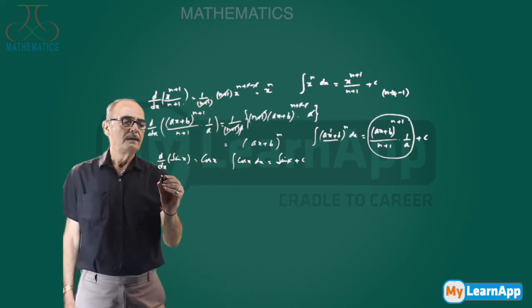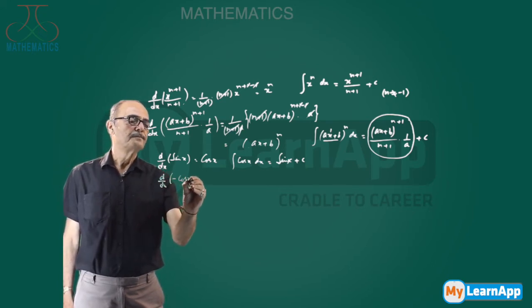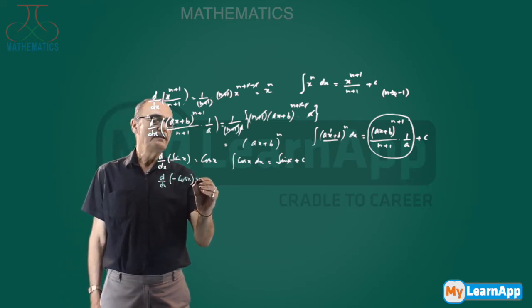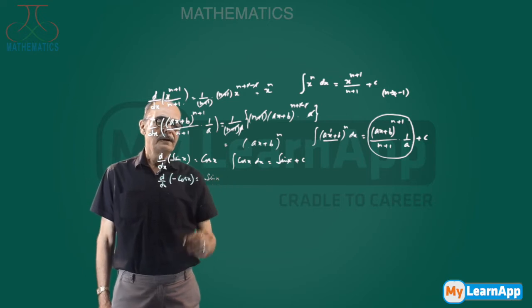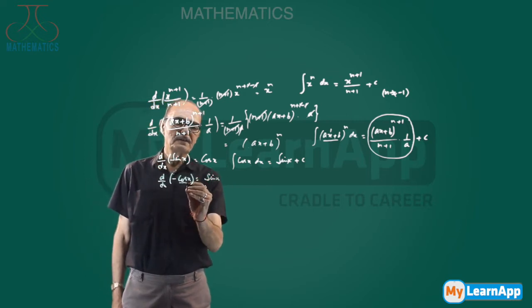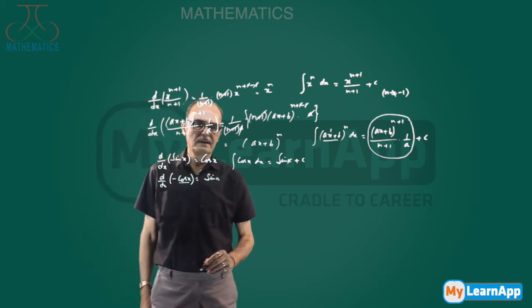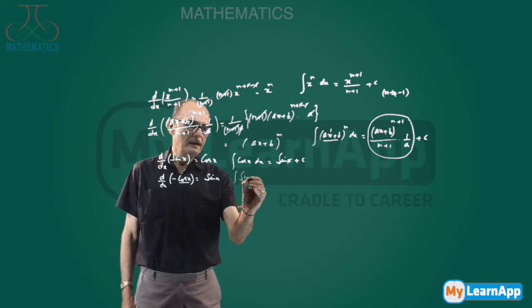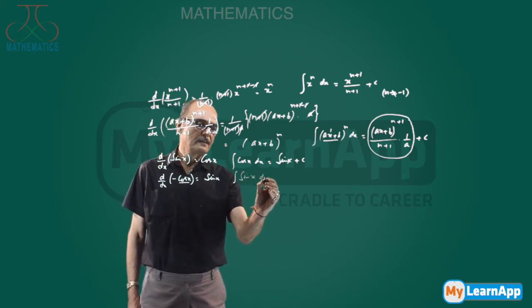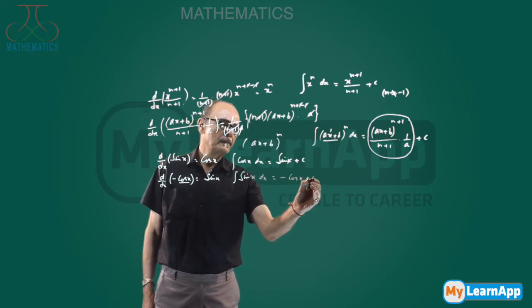Then we have d upon dx of minus cos x is sine of x. The derivative of cos x is minus sine x. This minus and minus will get cancelled, giving sine x. So the integral of sine x dx is minus cos x plus c.